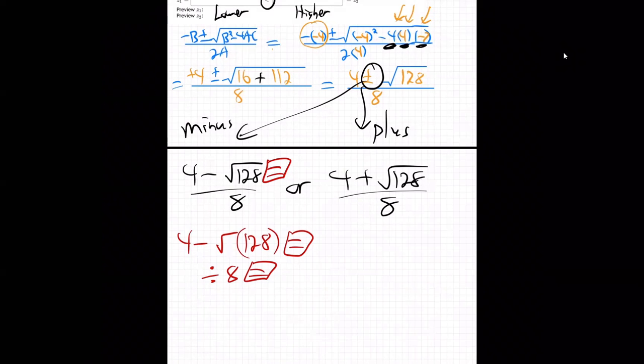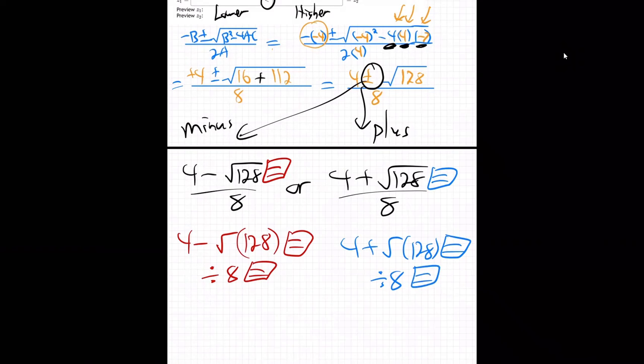Does that make sense? So make sure you're hitting equals when you're done with the top before you divide by the bottom. That way you'll have the whole top divided by the bottom rather than just the last number. That's the trick. Same thing over here. 4 plus square root 128 equals, got to hit equals when you're done with the top before you divide by 8 on the bottom. Equals, and you'll get a couple of decimals.